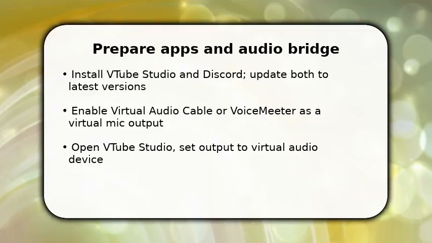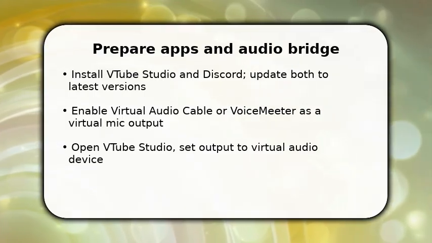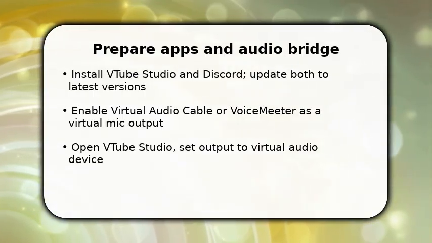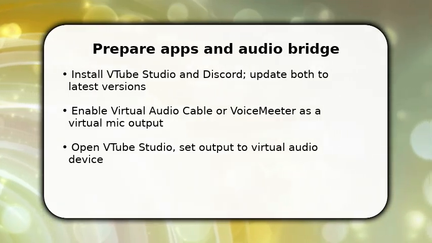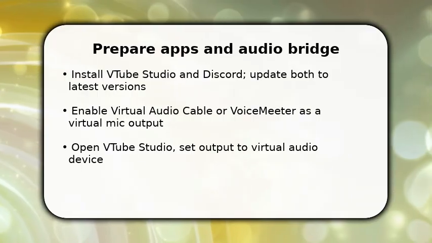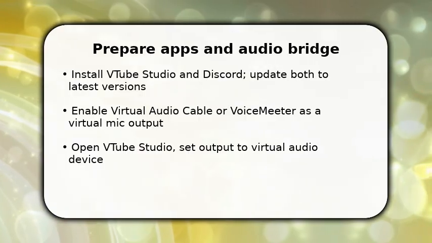Enjoy the video. You'll start by making sure the apps and audio route are ready. Open VTube Studio and Discord and select a virtual audio device like Virtual Audio Cable or VoiceMeeter. Once done, set VTube Studio's audio output to that virtual device so your avatar audio is routed into the system.